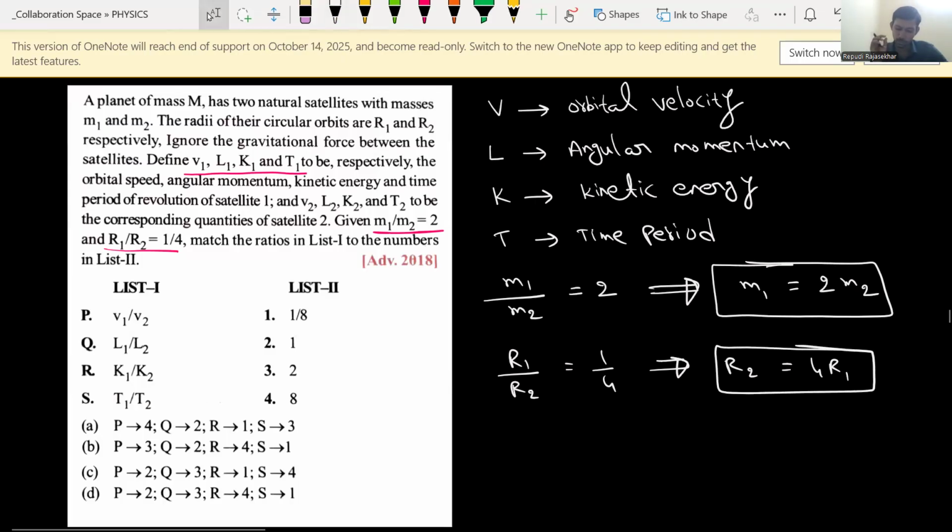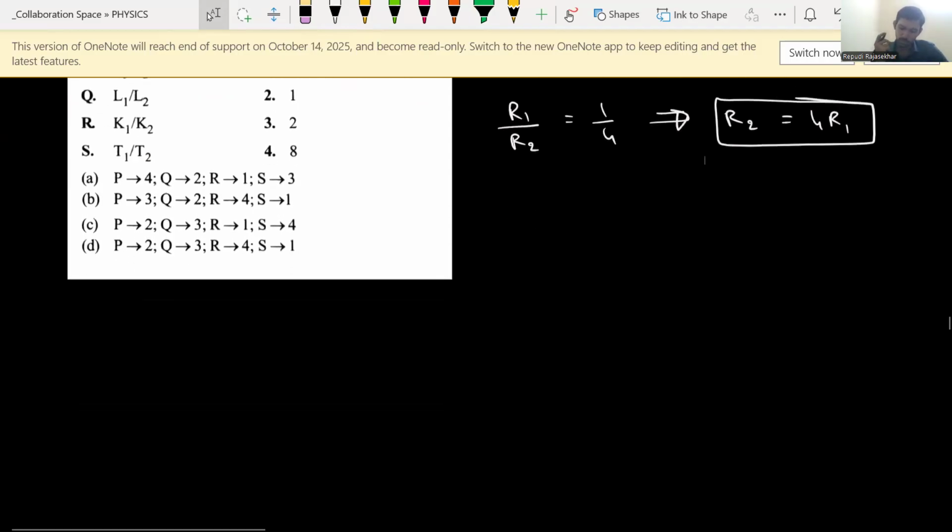First of all, orbital velocity: we know the formula for orbital velocity. I think you remember the orbital velocity formulas. Otherwise we can derive it in a minute, it does not matter. I hope everyone remembers, so directly I will write it here. Orbital velocity formula is root over GM divided by r. This is the orbital velocity formula.